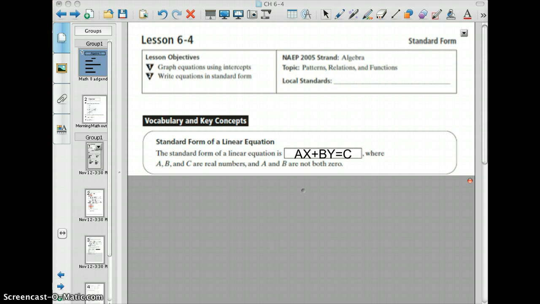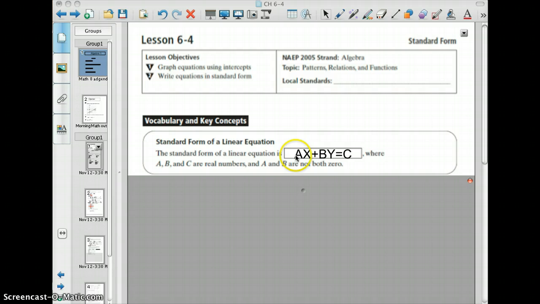Standard form. What is standard form? Standard form of an equation is ax plus by equals c, where a, b, and c are real numbers, and a and b are not both 0. So a can't be 0 and b at the same time. What that means is a, b, and c have to be integers, okay?